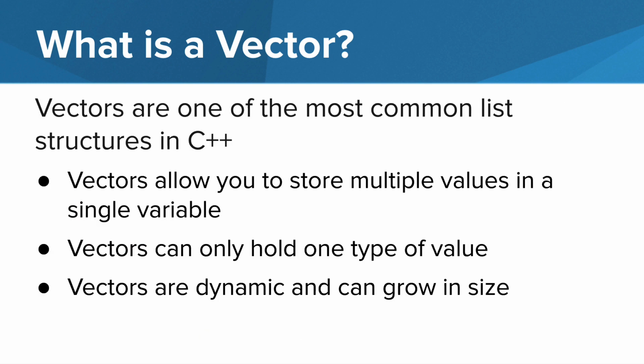As was mentioned earlier, a vector is a variable type that can store multiple values. But those values all need to be the same data type. In other words, you can't have a vector that has some strings and some integers. It has to be all strings or all integers. Also, vectors are dynamic. They can grow or shrink in size. We'll see more of that in an upcoming lesson.